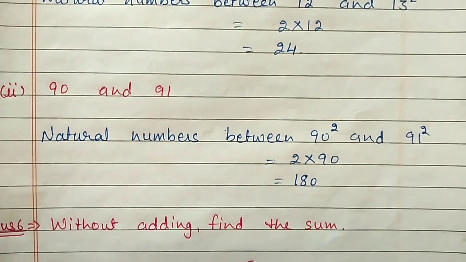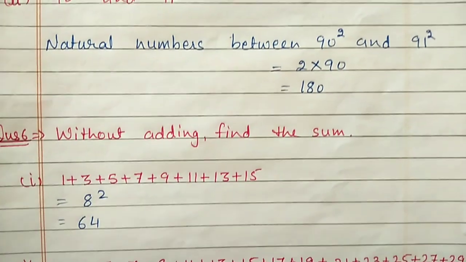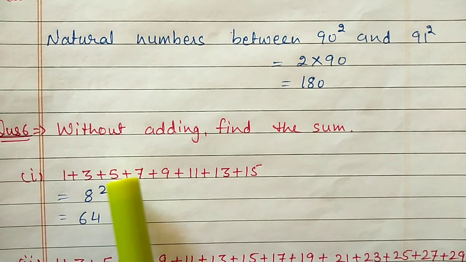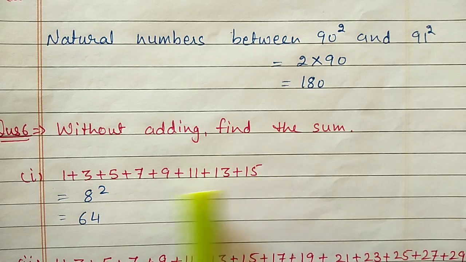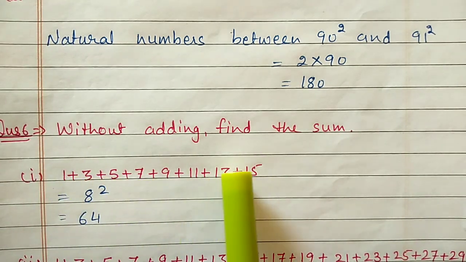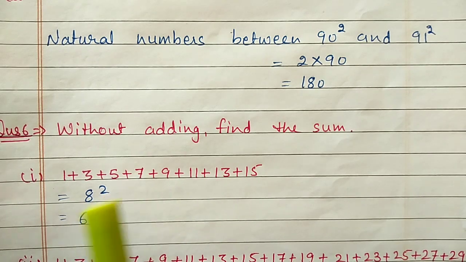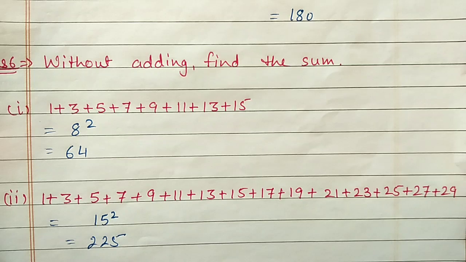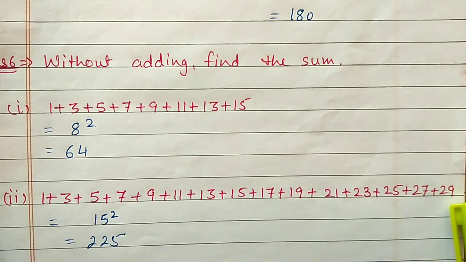Question number 6. Without adding, find the sum. We have to find out the sum. We will use here the sum of odd numbers property. So we have taken here 1, 3, 5, 7, 9, 11, 13, 15. Starting 8 odd numbers. So the answer will be 8 square, means 64. Second one, 1, 3, 5 up to 29.